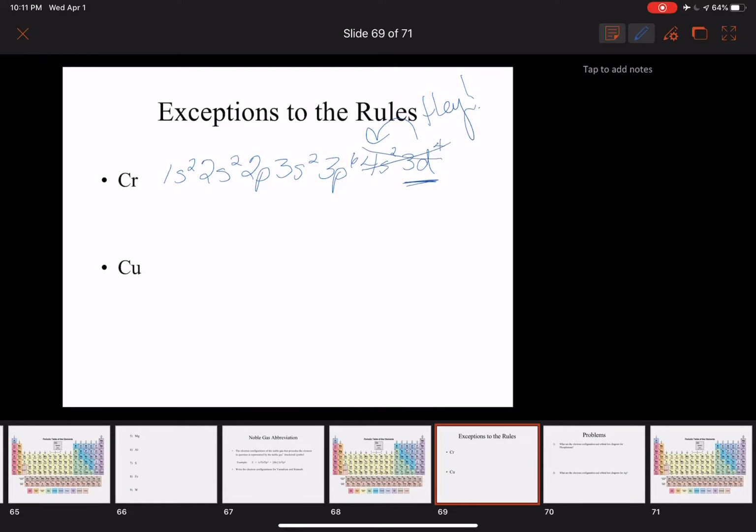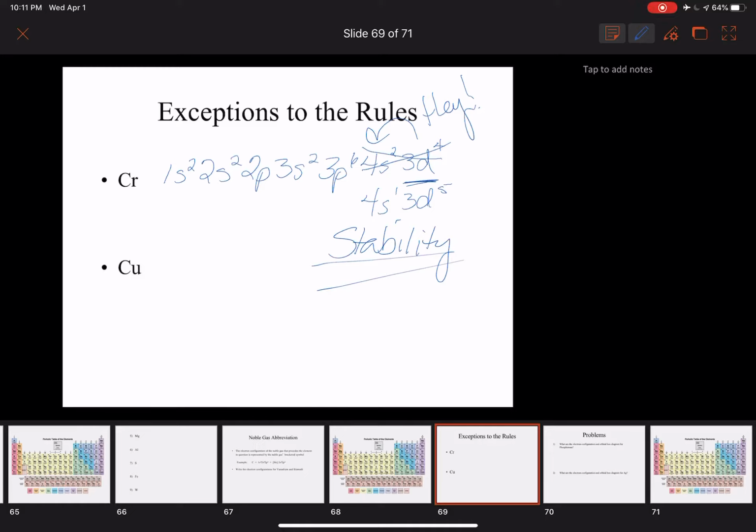And what happens is that we end up having 4s1, 3d5. Now, again, why this anomaly happens is because it causes things to be more stable. So that's why if you look up the electron configuration for chromium, on the end we'll see 4s1, 3d5.